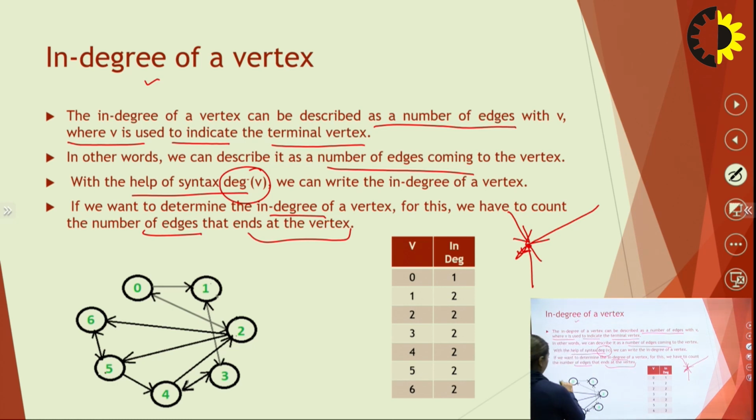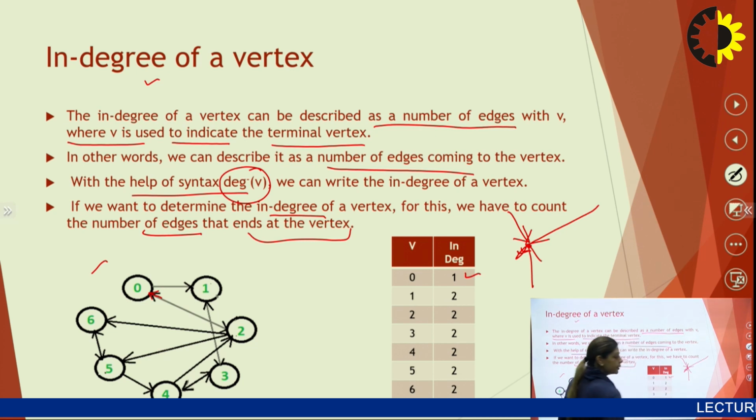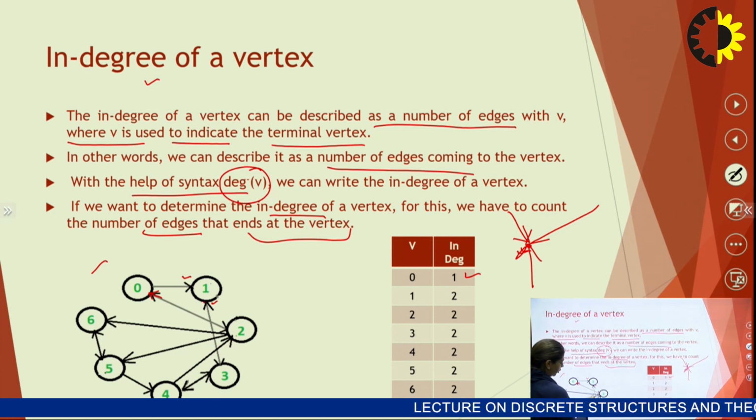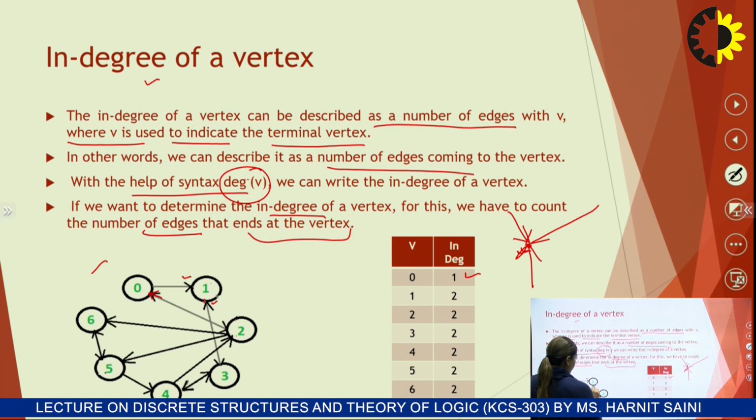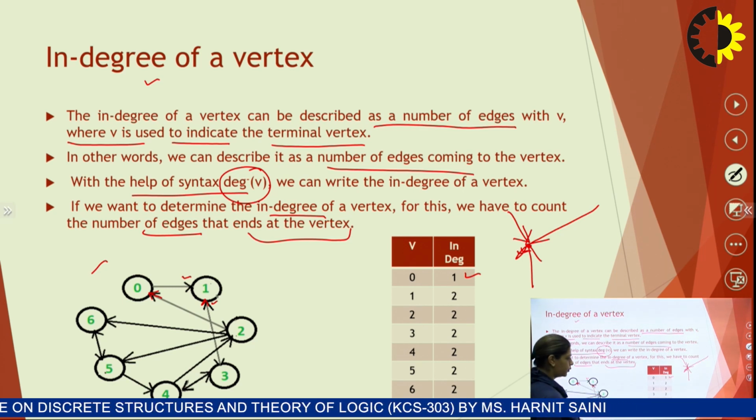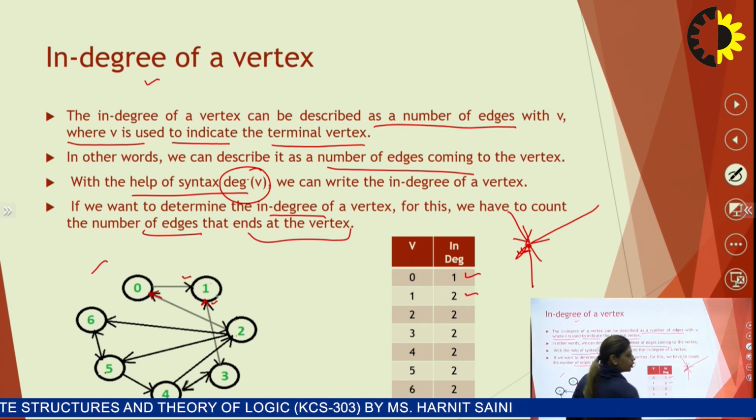Now let's consider this graph. First we will see vertex 0. We can see there is only one edge coming towards 0, so the in degree of 0 is 1. And for 1, there are 2 edges coming. See, this edge has both directions, so for in degree it will be counted once, and for out degree also it will be counted once. The out degree we will discuss after this. So now the 2 edges are coming towards 1, and the in degree of 1 is 2.